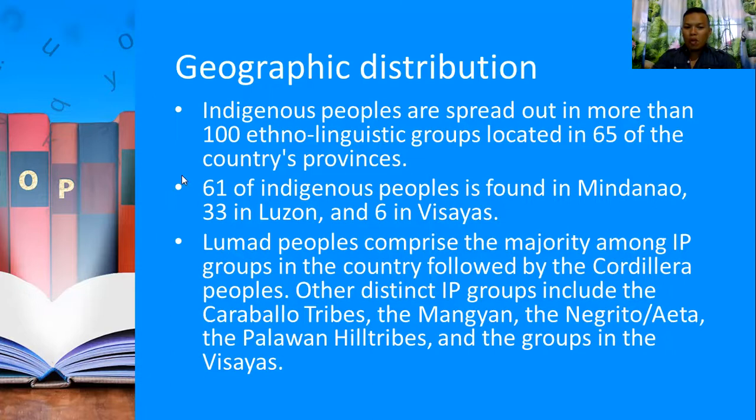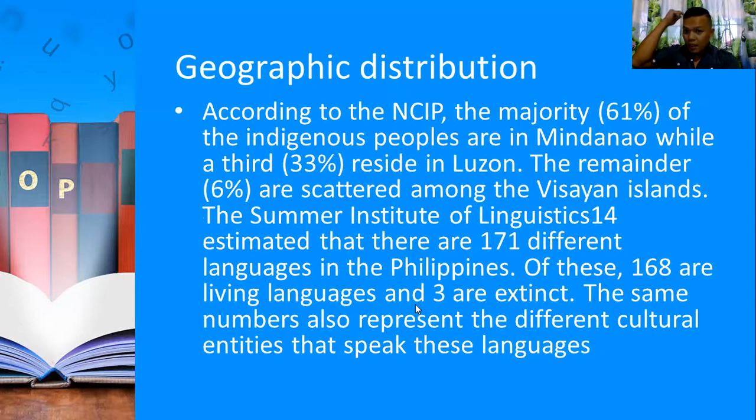And they were followed by the Cordillera people here in the Sierra Madre. Then there are other distinct IP groups, including the Caraballo tribes, the Mangyan, Negrito Aita, the Palawan Hill tribes, and the groups in Visayas. So in Visayas, only a few are considered IP or indigenous people. So again, I've mentioned a while ago the NCIP or National Commission on Indigenous Peoples.